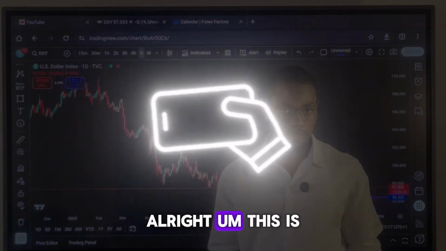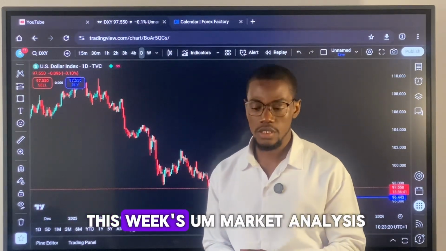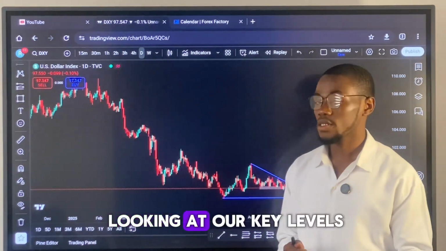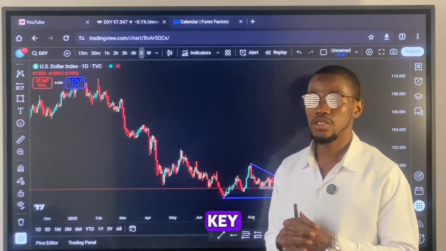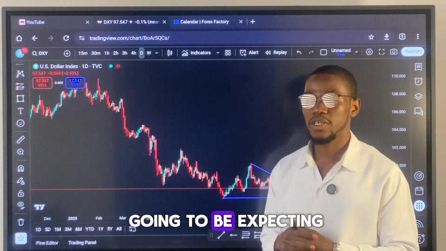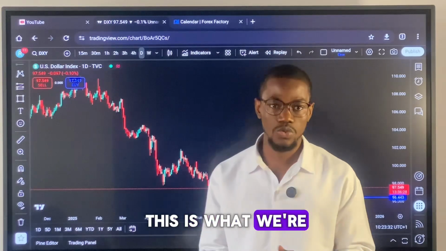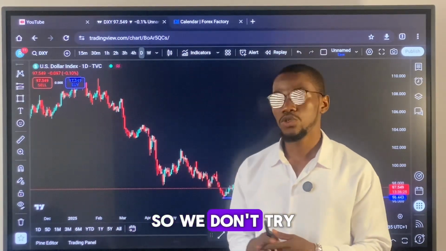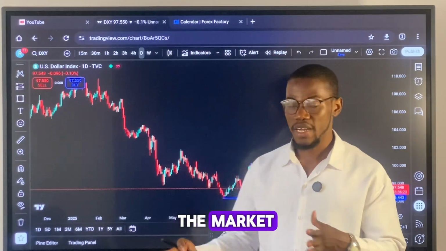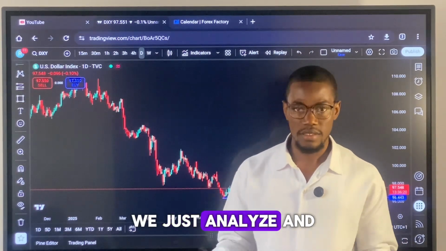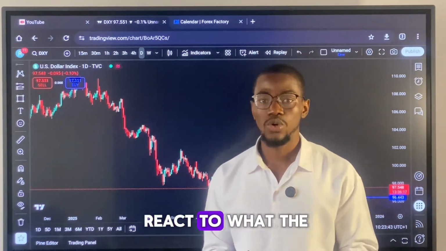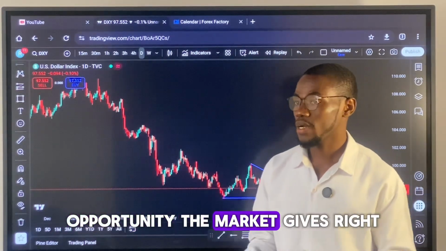All right. This is part 2 of this week's market analysis. We're going to be looking at our key levels, key price points that we're expecting the market to react to, and if A happens, this is what we're going to do. So we don't try to predict or control the market. We just analyze and react to what the market gives, the opportunity the market brings.